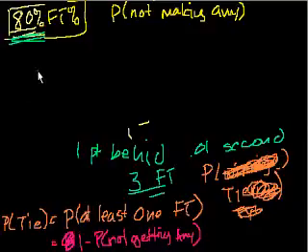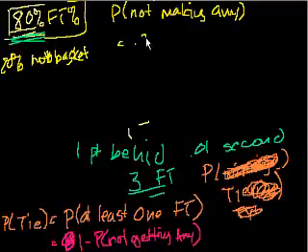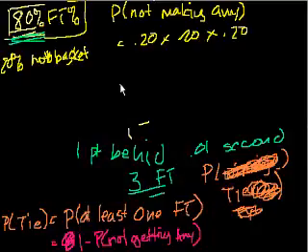Well, my probability of not making 1 free throw is 20%, right? If I take a shot, I have a 20% chance of no basket. So if I'm taking 3 shots, the probability that I miss all 3 is going to be equal to 20% times 20% times 20%.